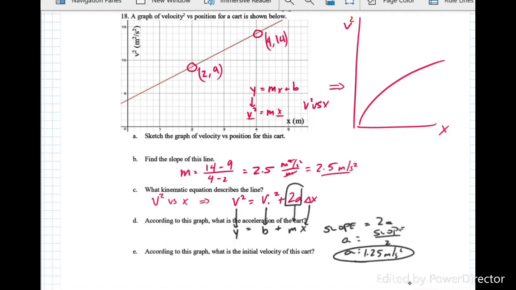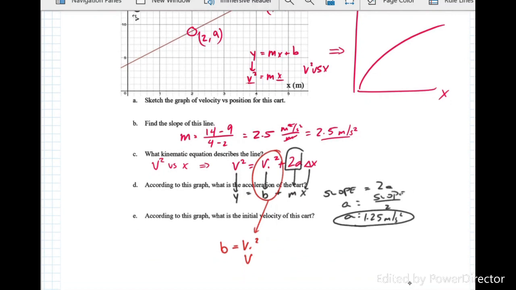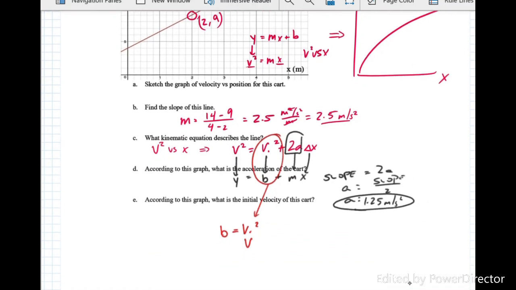And then according to this graph, what's the initial velocity of this cart? Well, again, because we're saying that the y-intercept is v initial squared, my y-intercept is 4. So v0 squared equals 4, then v0 is the square root of the y-intercept, the square root of 4. The initial velocity is 2 meters per second.